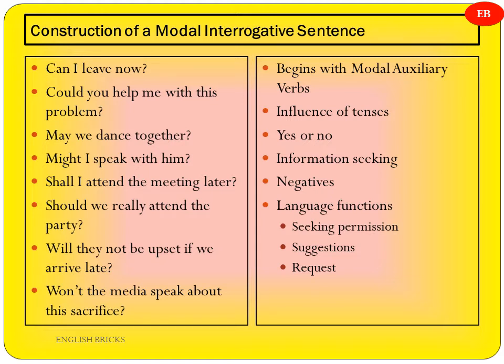And you also have negatives. For example, won't the media speak about this sacrifice? You have negative forms also. May I not attend the class today? It's also a negative, though it's not here in front of you. So we also notice that most of these modal interrogative sentences are used primarily for seeking permission or for suggesting or for request or language functions basically. So this is how we construct the modal interrogative sentence. We begin the modal interrogative sentence with a modal verb followed by a subject and the predicate.